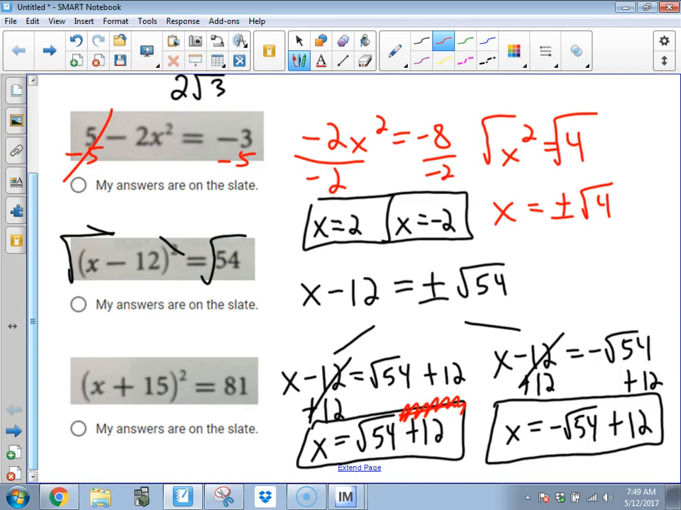Yeah, question. Wait, so where did the square part go? The square part? Yeah. So it's canceled out with the square root. Kind of like when we had the x squared here, and then no longer x squared, right? The square root and the square will cancel. Next one.